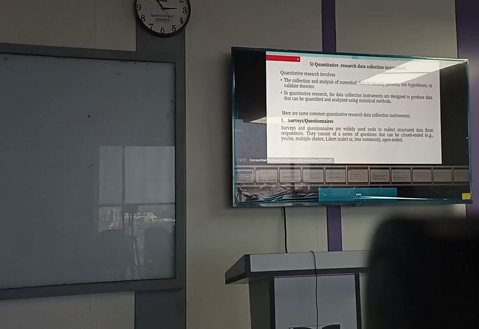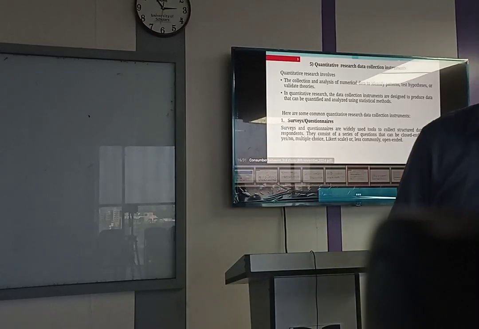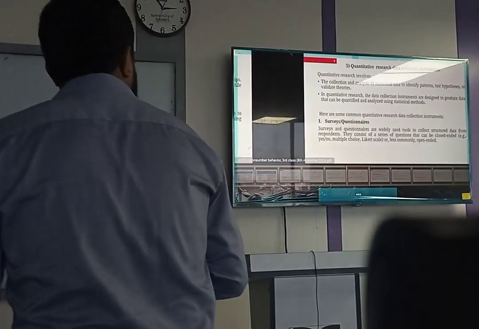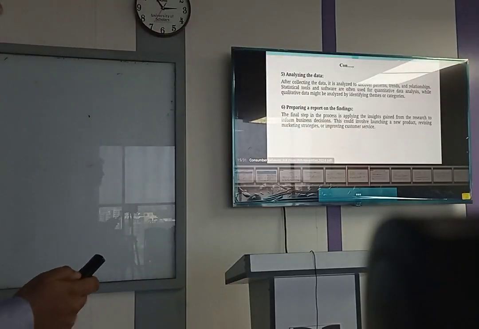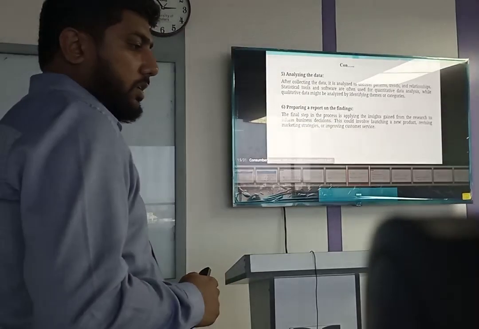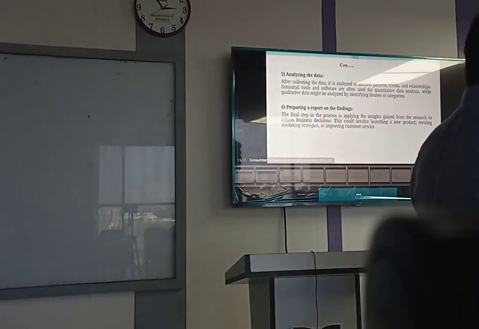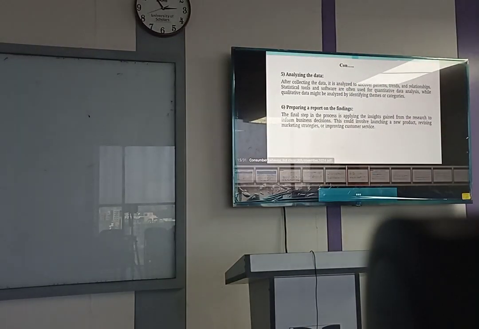Then, quantitative research data collection instrument. What do you understand by the quantitative data collection instrument? Data collection instrument, like how we can collect the data, what are the ways of collecting the data?